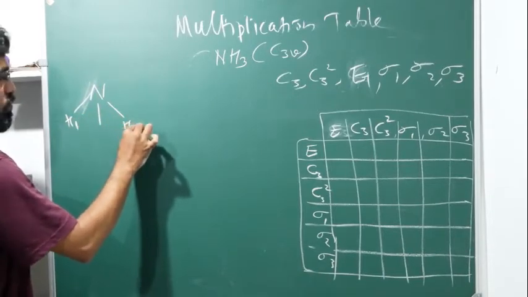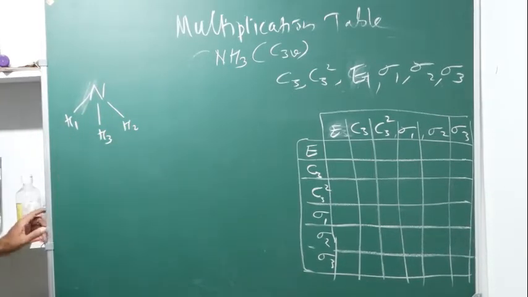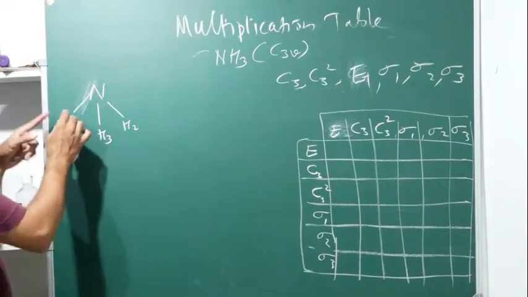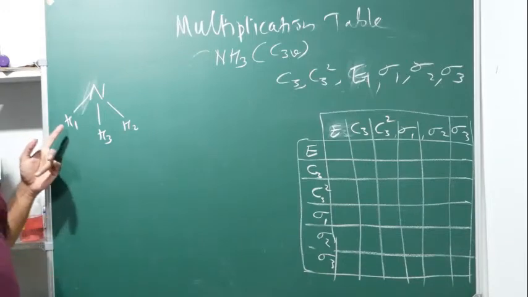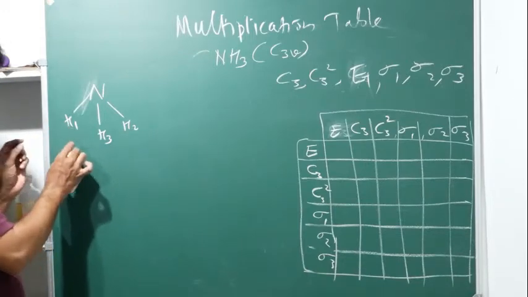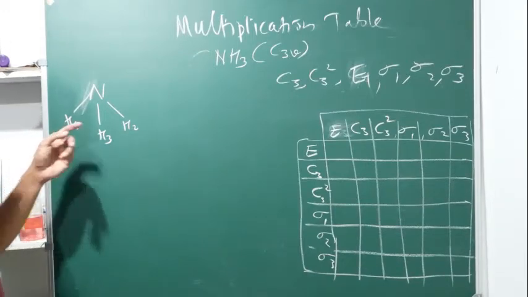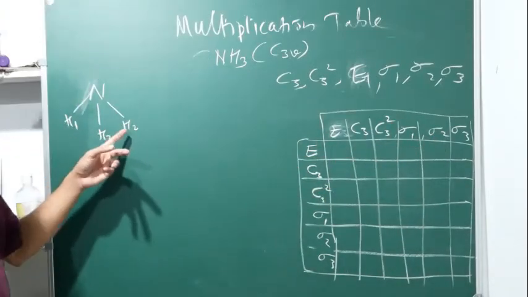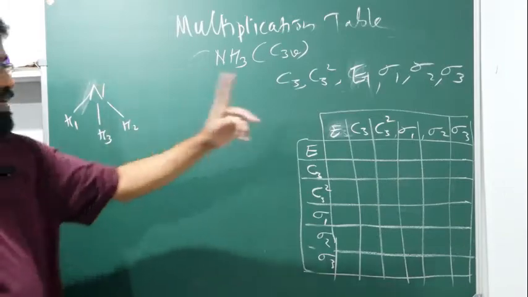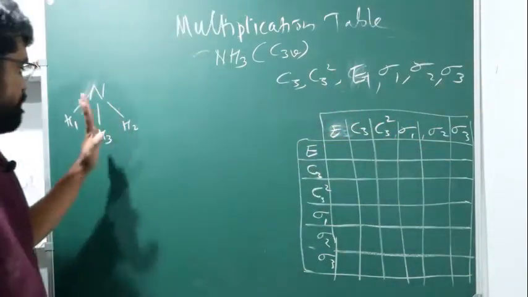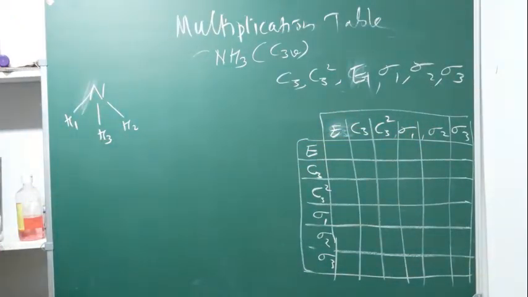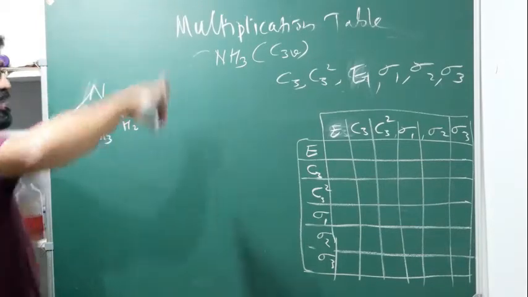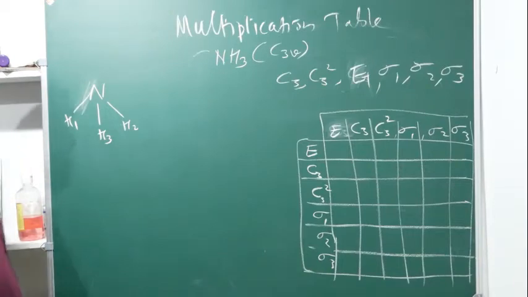H1, H2, H3. I told you 3 sigma V's are there. Sigma V1 means the plane which passes through H1, sigma 2 means the plane which passes through H2, and sigma 3 the plane which passes through H3. C3, I am taking like this.